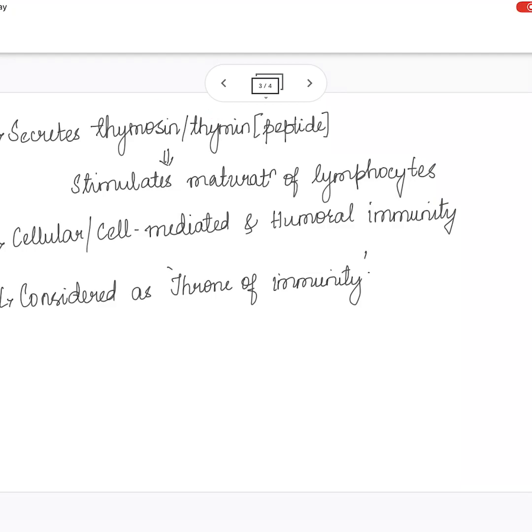So what does this particular hormone do? It will stimulate the maturation of the lymphocytes. Why does it mature them? So that these lymphocytes will go and fight against the foreign substances. Okay, now along with that, you will basically understand this thymus gland is going to provide cellular or cell mediated immunity. That means T lymphocytes. Now basically there are two categories of lymphocytes. One is T lymphocytes, the other one is B lymphocytes.